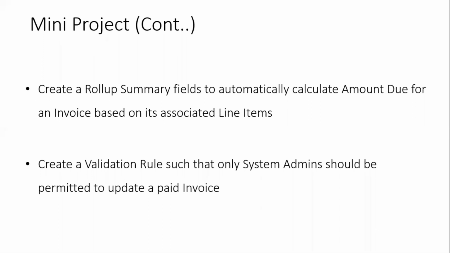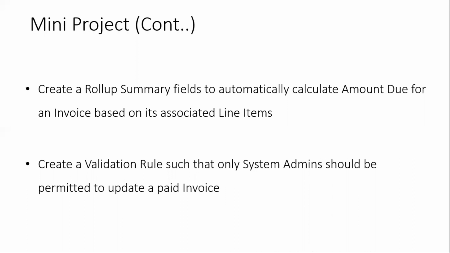So for this particular session, from the mini project, we are going to create a roll-up summary field to automatically calculate the amount due for the invoice, based on the associated line items, of course. And then the second part we are going to do is create a validation rule such that only the system admin should be permitted to update the paid invoice, right? For this mini project, we already created some objects in the system, invoice and invoice line item. We're going to use these objects for this mini project.